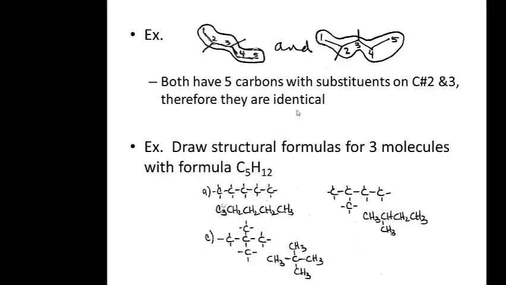In the second one, which should be B, I have 4 with a side chain, a methyl group, so 4 in a row with a methyl. And then for C, I have 3 with 2 methyls. And so I have drawn 3 different molecules. They are not the same. They are constitutional isomers, but they all have the same formula, C5H12.